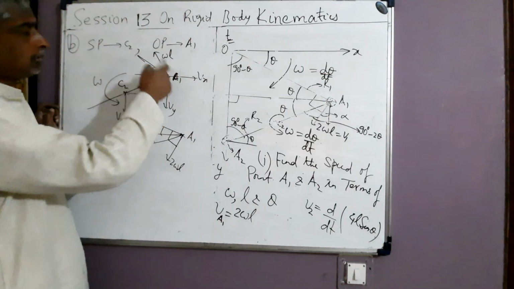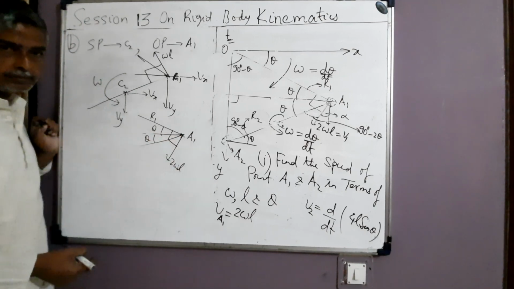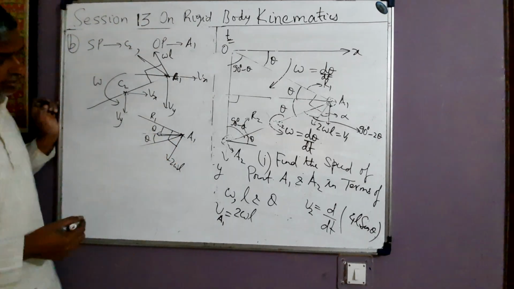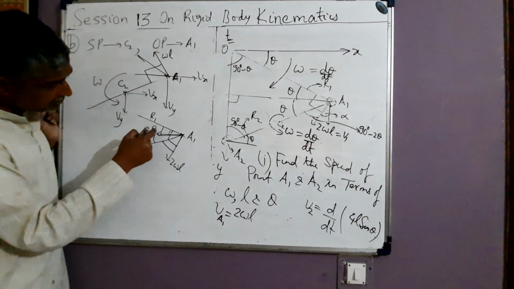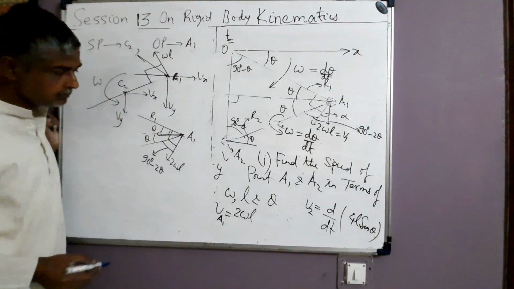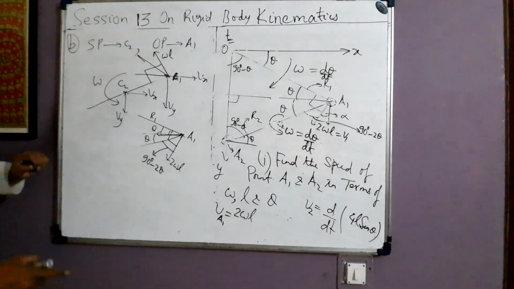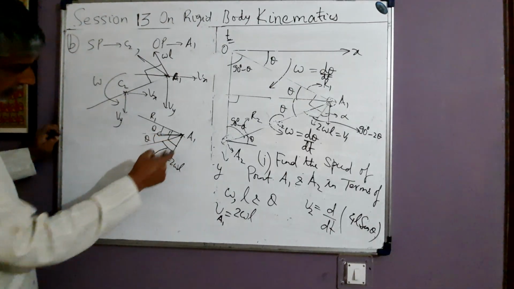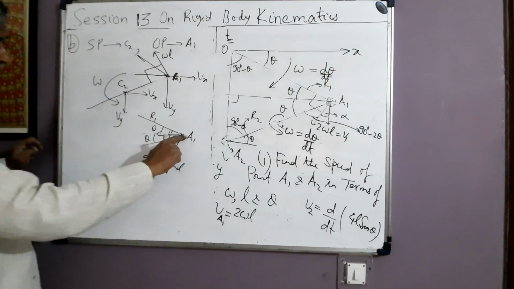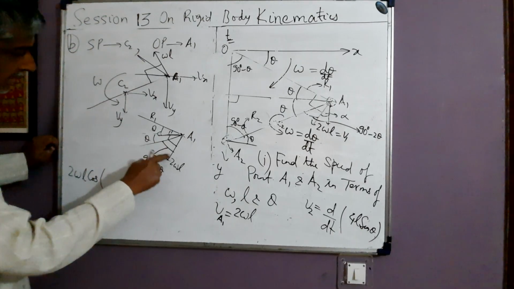Now what do we do? We use the component method. We resolve this into horizontal component and vertical component. This is how much angle? This is 90, this is 2 theta. This angle becomes 90 degree minus 2 theta, okay. So velocity of A1 in x direction becomes 2 omega L into cos of this angle which this makes with horizontal direction. So x component of velocity of A1 is 2 omega L cos of 90 minus 2 theta plus theta.